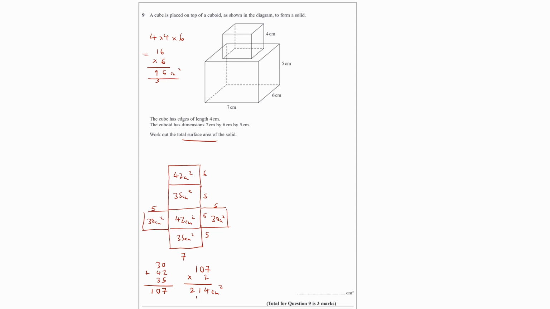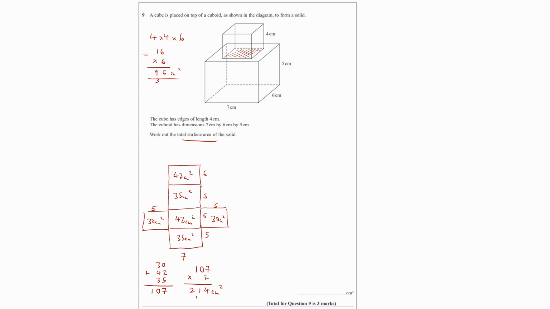Now then, not all of that is on show though. We have this surface here, a 4 by 4, which is obscured for the top cube, but it's also obscured for the bottom cuboid. So we want double that taken away.